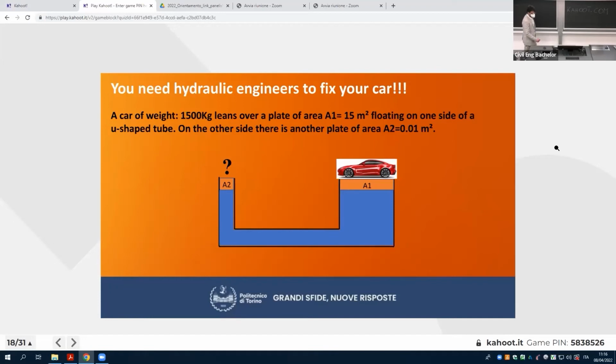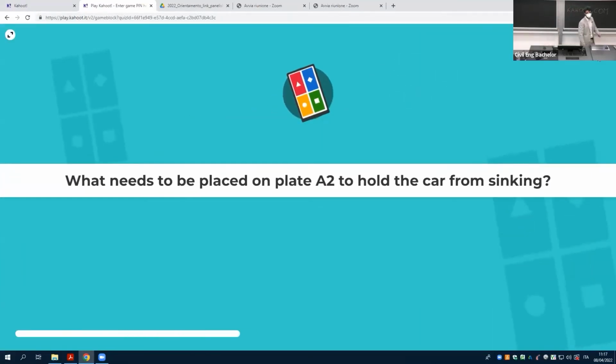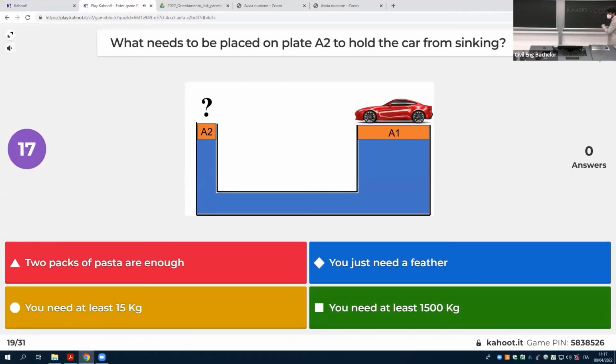The car is very heavy. The hydraulic engineer is a magician of hydrodynamics. He knows even fluid statics, as in this case. They know very well and use the principles to answer this question. Well, some more serious questions, but also, you know, principles are very similar. This is the stuff you're going to learn. So what needs to be placed on plate A2 to hold the car from sinking? What's the minimum force that you have to apply to hold the car where it is?